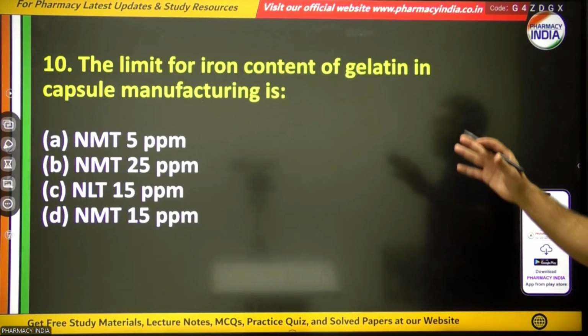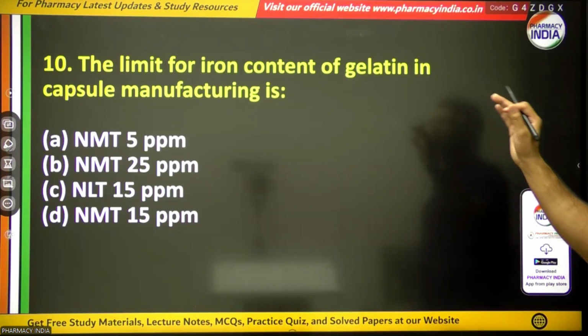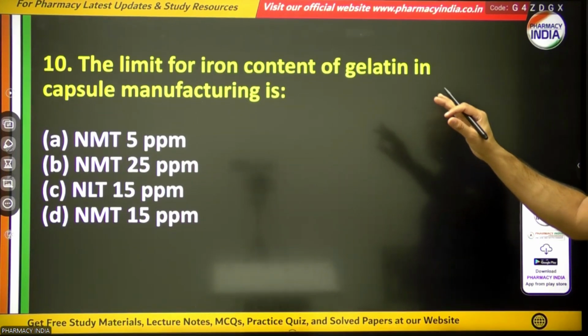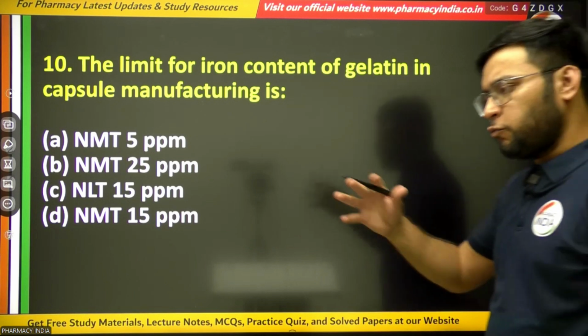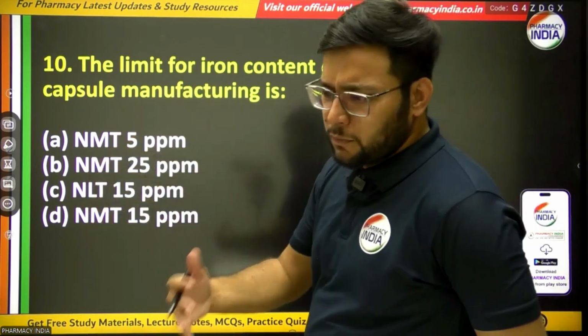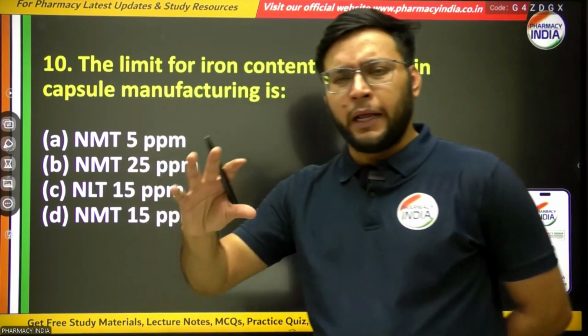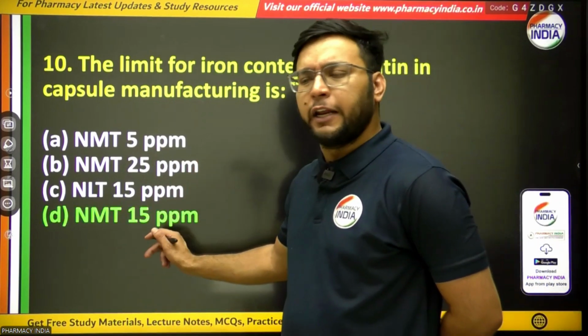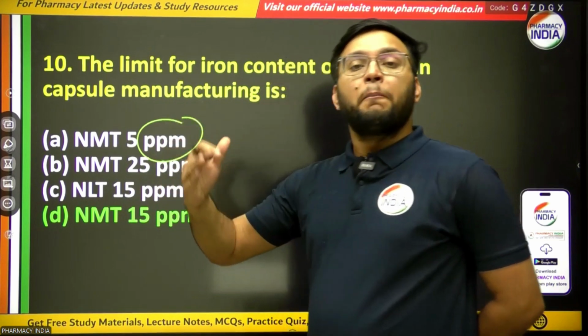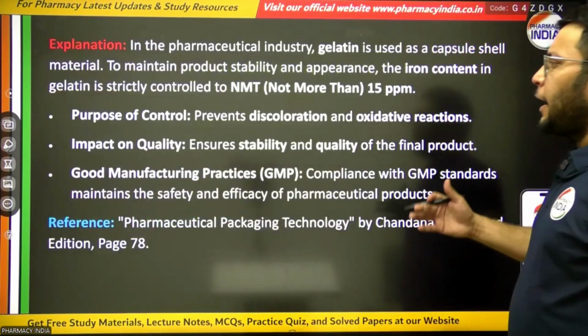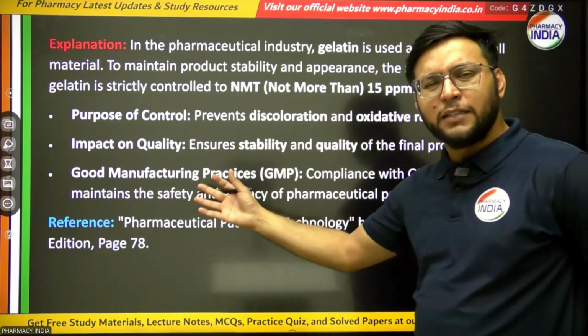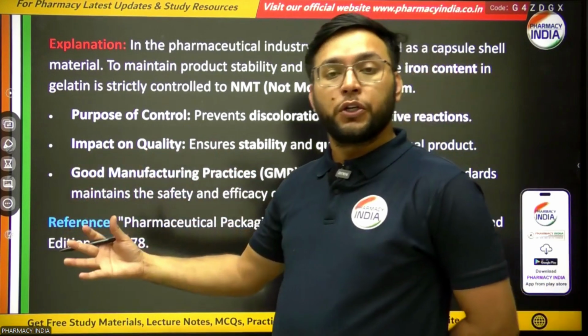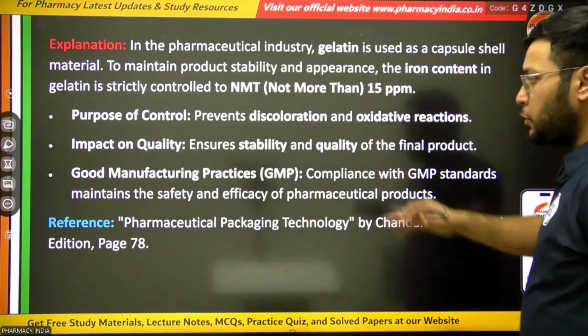Now, coming to the next question. The limit for iron content of gelatin in capsule manufacturing: what is the content of iron in raw gelatin? That is not more than 15 ppm. ppm denotes parts per million. Okay, and it is not part of pharmacognosy, I guess, but there might be a question in pharmacognosy.